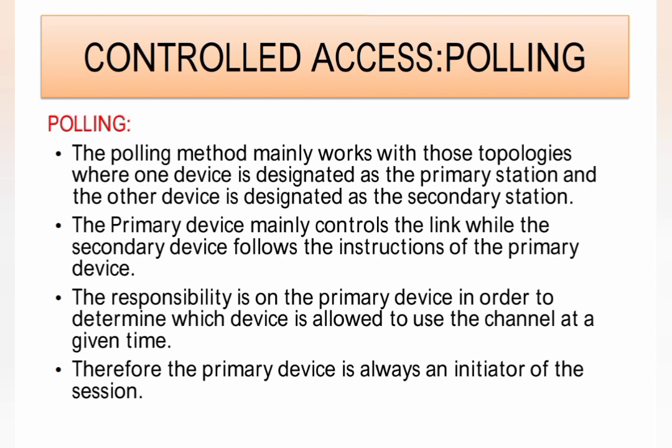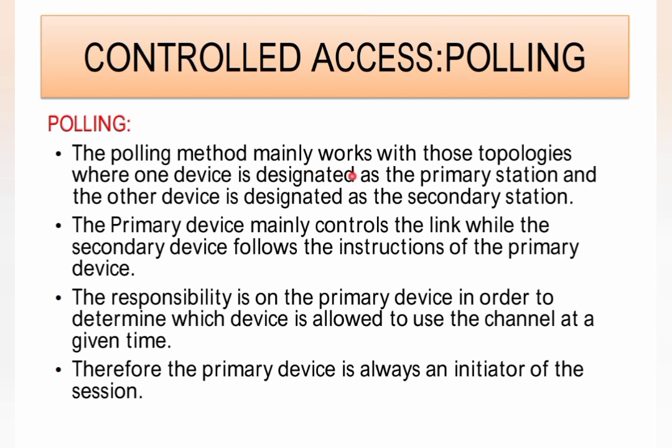In the case of the random access protocol, each station will have equal rights, but here it won't work. Here one station will act as a master and the remaining stations will act as slaves. So all the remaining stations must act based on the master station.